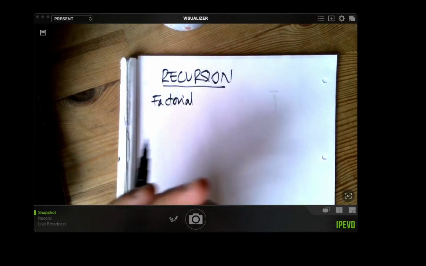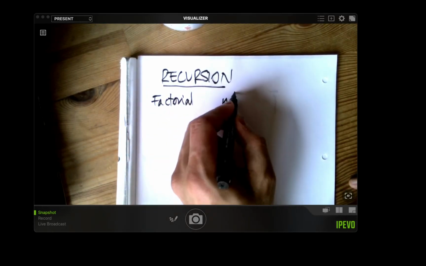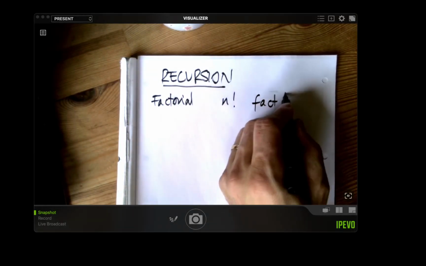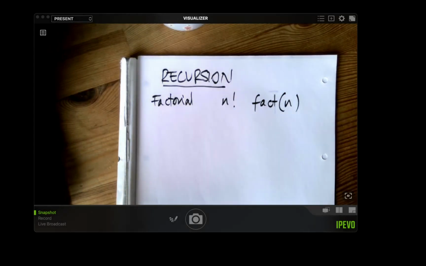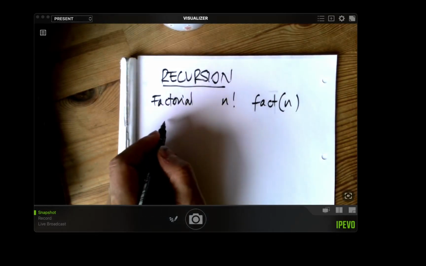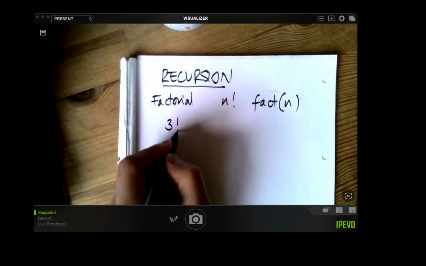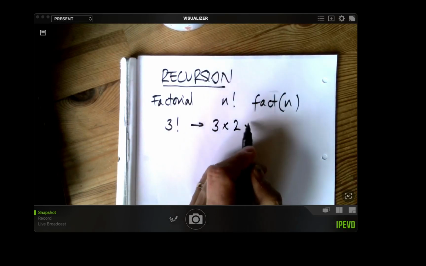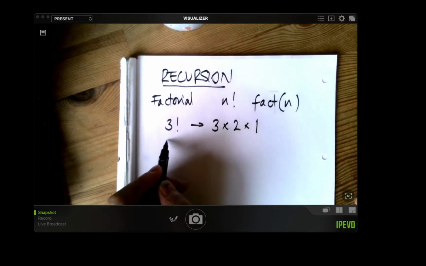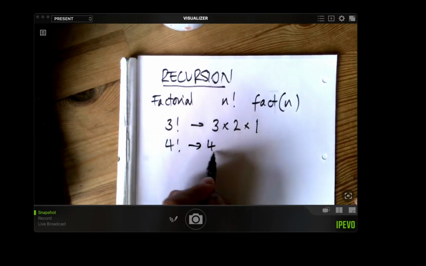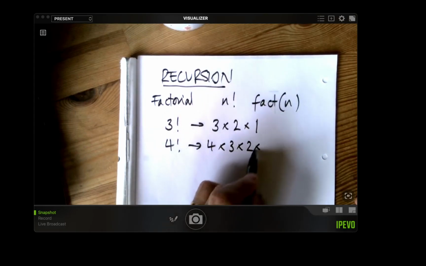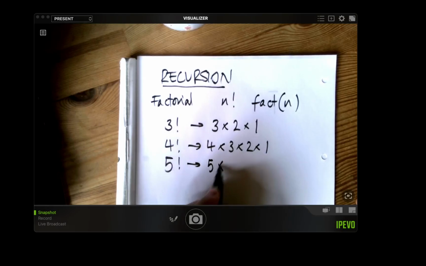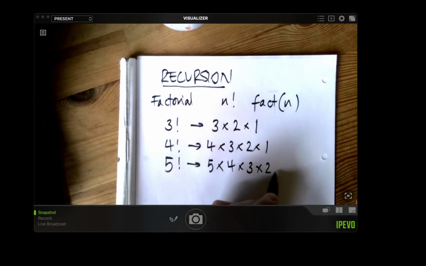So if I pass a factorial, you often see this in mathematics written like that, or we might write that format. And the basic logic is, if I have factorial of 3, that actually evaluates to 3 times 2 times 1. If I have factorial 4, that evaluates to 4 times 3 times 2 times 1. If I have factorial 5, you'll see it's 5 times 4 times 3 times 2 times 1.